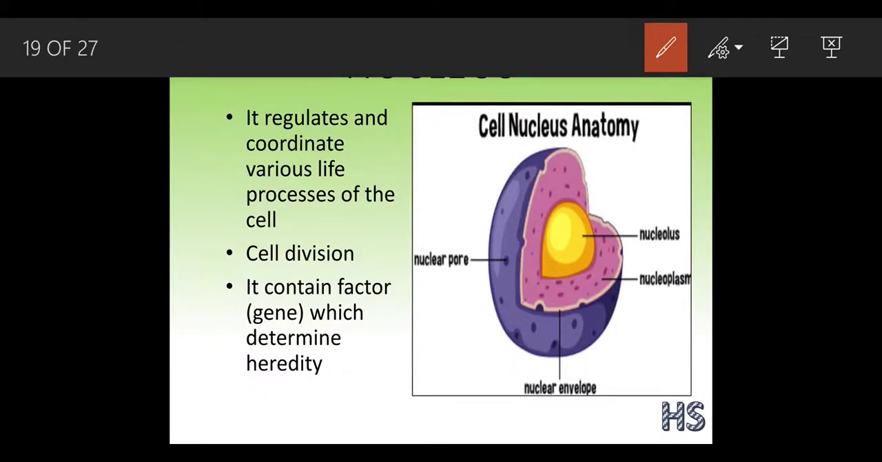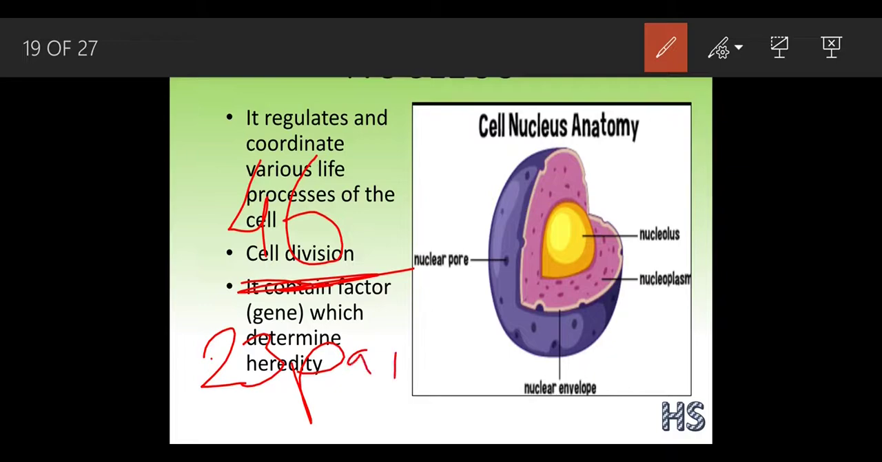We humans have 46 chromosomes. In our body there are 46 chromosomes. Just remember this number, and they are 23 pairs. What does pair mean? Two. So if you multiply 23 by 2, it becomes 46. So there are 46 chromosomes inside the human body, which makes our body.